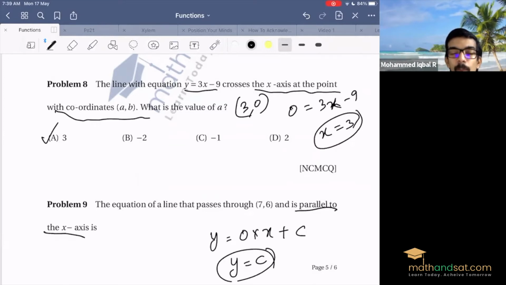Okay. What is the equation of the x-axis then? y equal to 0. Equation of x-axis is y is equal to 0. Equation of a horizontal line is y is equal to some constant.